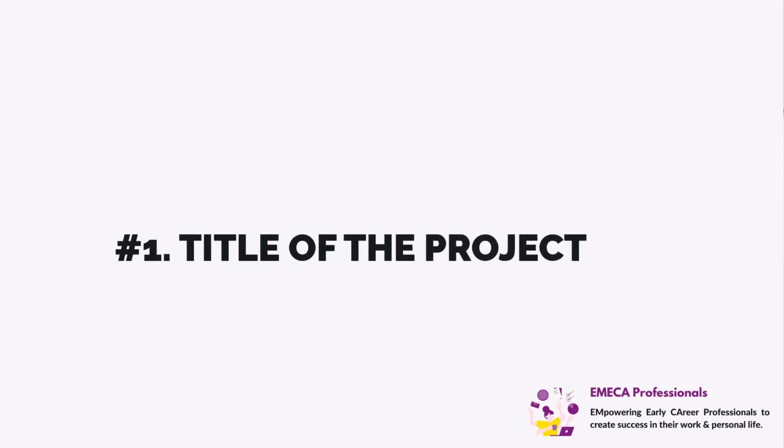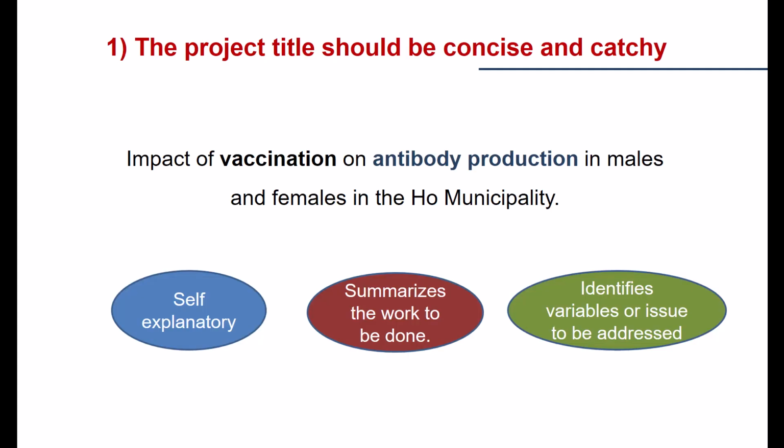So the first component of a project proposal is the title. The title should be concise and catchy. Let's say an example here: impact of vaccination on antibody production in males and females in the whole municipality. Your project title should have three main characteristics. The first is it should be self-explanatory so that anyone can understand what it is that you want to do, even people who are not directly in your field.